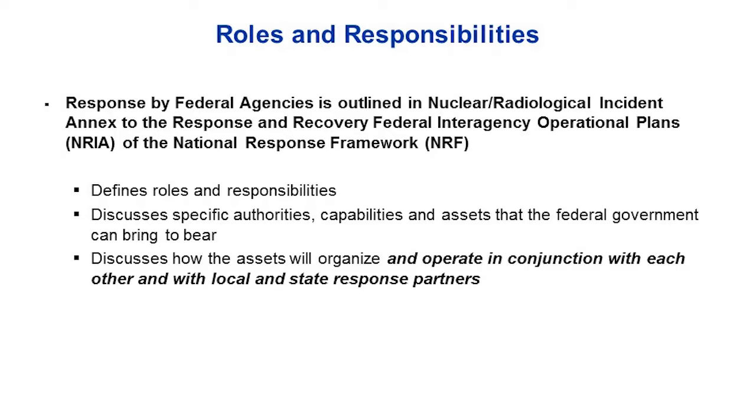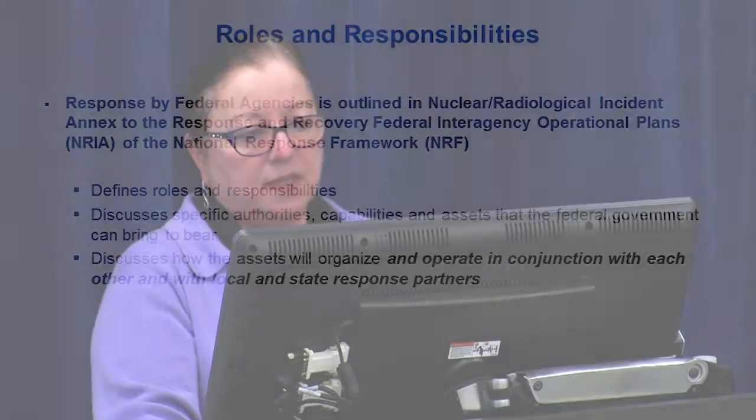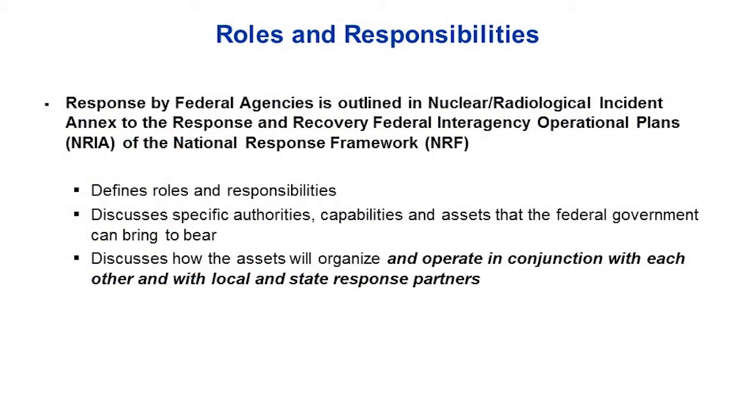And the annex defines the roles and responsibilities, discusses the different authorities, capabilities, and assets that the federal government can bring to bear to an emergency. And it also discusses how the assets will organize and operate in conjunction with each other and with local and state response partners, because everybody will be involved, from the local to the state to the federal government. We're all going to be involved, and hopefully we'll all be playing nice together.